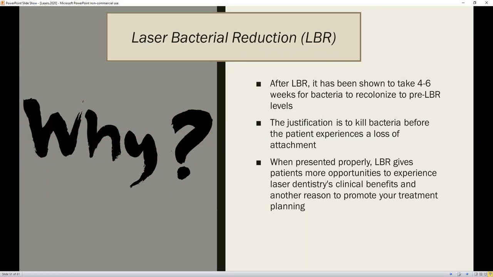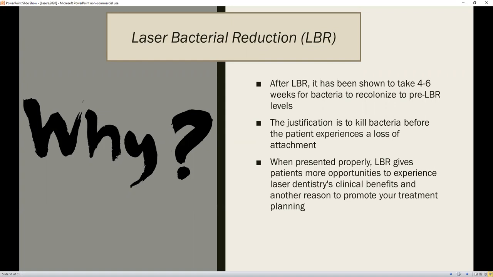After laser bacterial reduction, it's been shown that it can take 4 to 6 weeks before the bacteria can recolonize to the point of where it was prior to that treatment, 4 to 6 weeks. The justification is to kill bacteria before the patient experiences any loss of attachment. So you want to do this frequently, just like your perio maintenance, and you want to get in there before any damage can occur. But when presented properly, laser bacterial reduction gives the patient more opportunities to experience laser dentistry's clinical benefits, and that's another reason to promote your treatment planning.